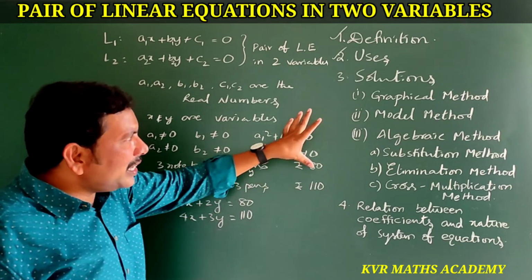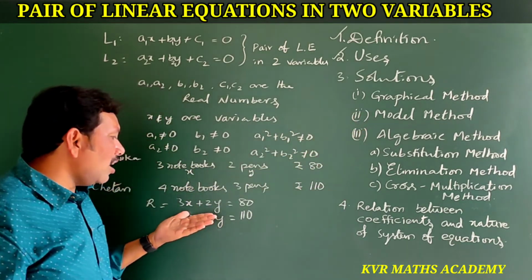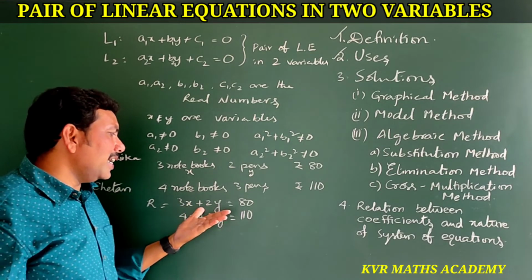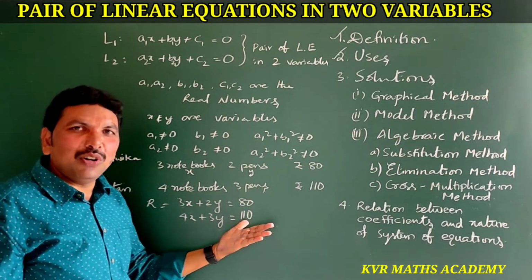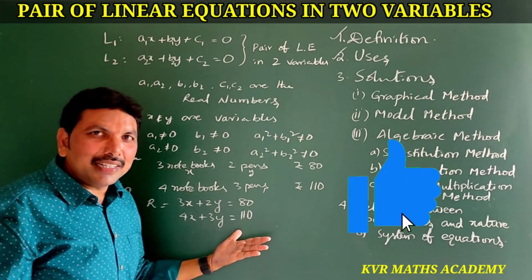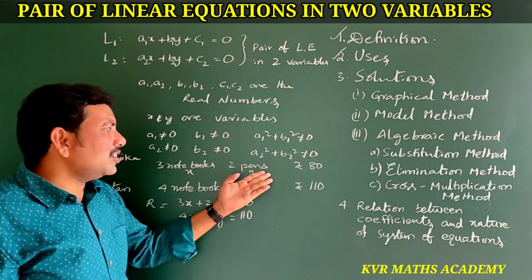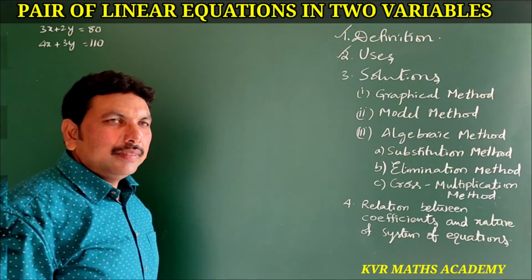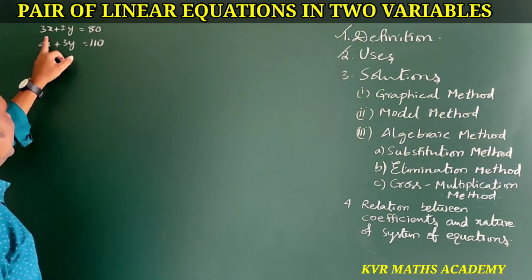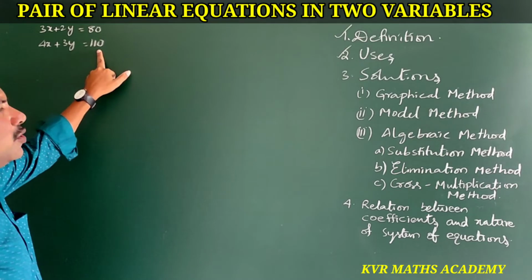By using these methods, let us solve these two equations, 3x plus 2y is equal to 80 and 4x plus 3y is equal to 110. Let us find what is the cost of a notebook and what is the cost of a pen.